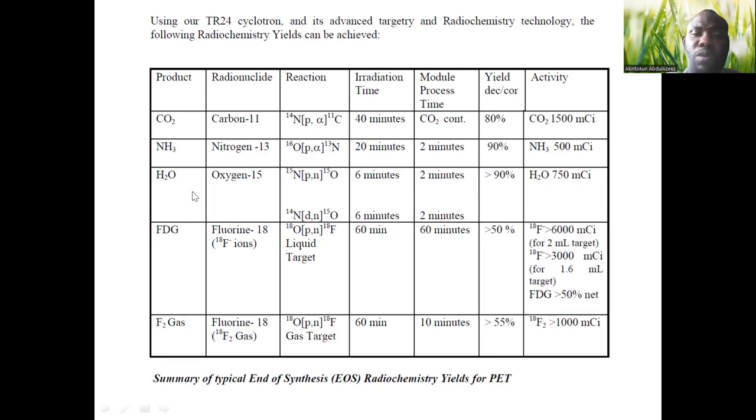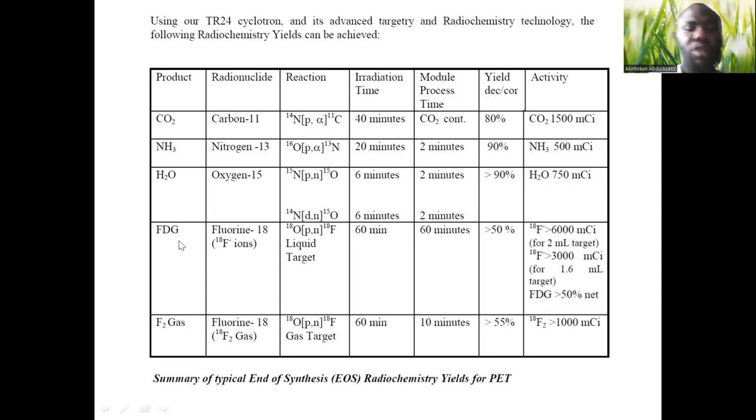We have radioactive water. We use oxygen 15 to produce radioactive water. Again, the particle is a proton, and we bombard the target material, which is nitrogen 15, with the proton. You get oxygen 15, and the radiation time is 6 minutes, very quick, because, of course, oxygen 15 is very short-lived. So we have 2 minutes of module time. Module time is processing time, labeling time. And the yield is more than 90%.